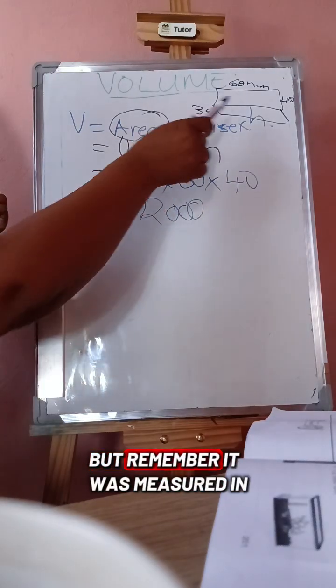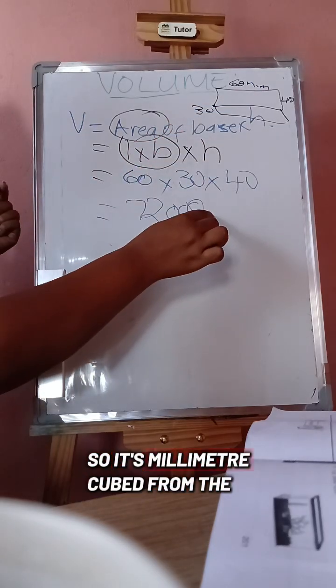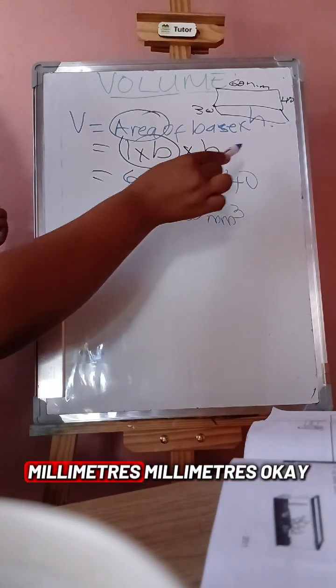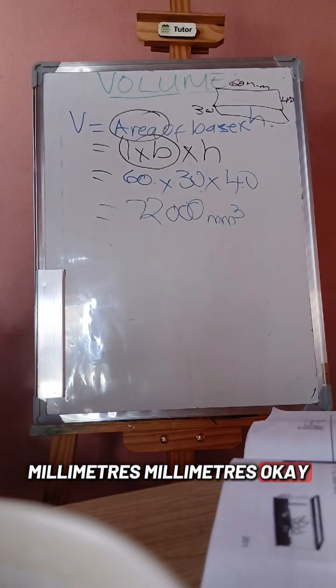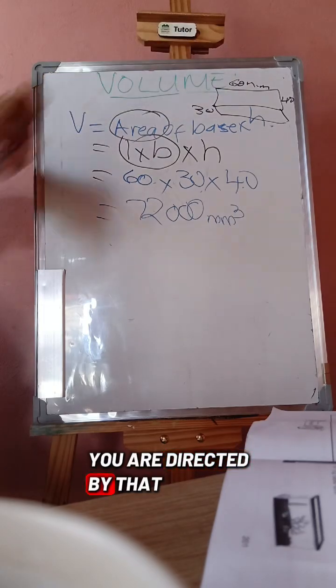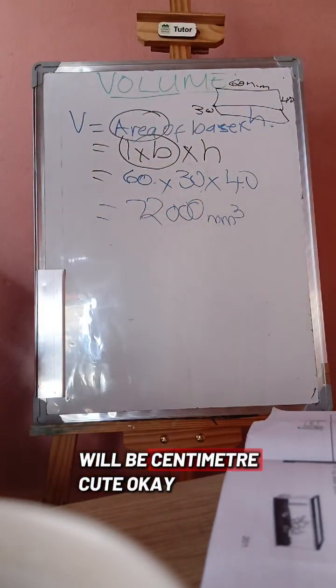72,000. But remember, it was measured in millimeters, so it's millimeters cubed, from the fact that it's millimeters. Okay, so you don't leave the SI unit, you are directed by that. If this was centimeters, the answer would be centimeters cubed.